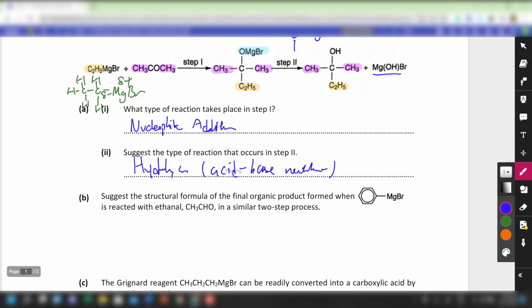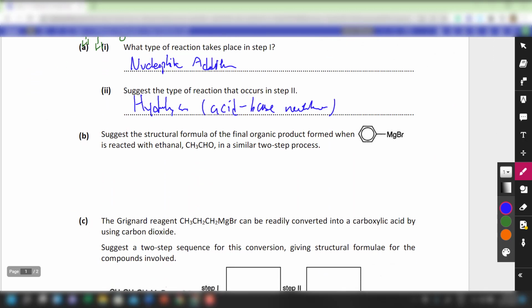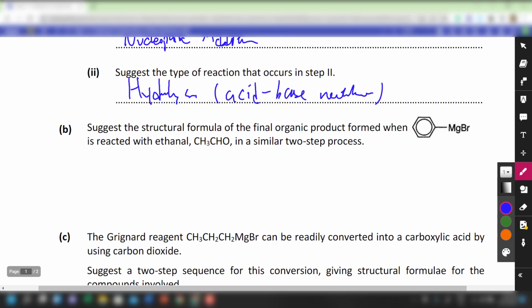And then finally for part B, suggest the structural formula of the final organic products formed when I'm going to use this particular magnesium bromide. So this should be phenyl magnesium bromide, reacted with ethanol in a similar two-step process. We are just supposed to draw the final organic product.